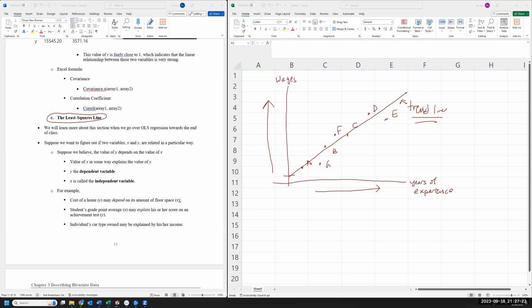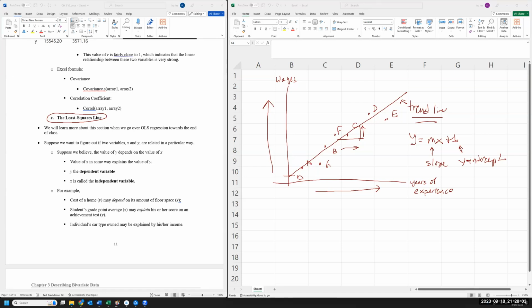Remember, this is a line. So the formula for this is y equals mx plus b. Y is the wages in this case. X is the years of experience. M is the slope, and b is the y-intercept. Right here, this is our b. The slope is like this, rise over run. And I'm going to provide you with the formula necessary to estimate your own trend line. Okay, so let's move on.